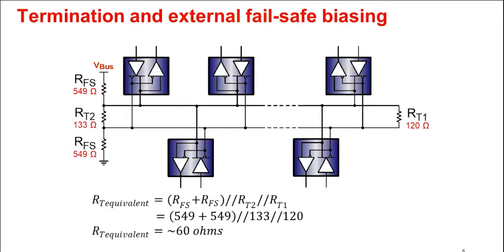Terminate the two furthest points of the bus with resistors equal to the characteristic impedance Z0 of the transmission cable. The termination resistance should match as closely as possible without dropping below 60 ohms, or 54 ohms if the transceiver's loading is included in the calculations. External failsafe resistors can increase noise immunity of the receiver under bus idle, short, and open conditions. An apt note on how to calculate the failsafe resistors and termination resistors is linked below the video.